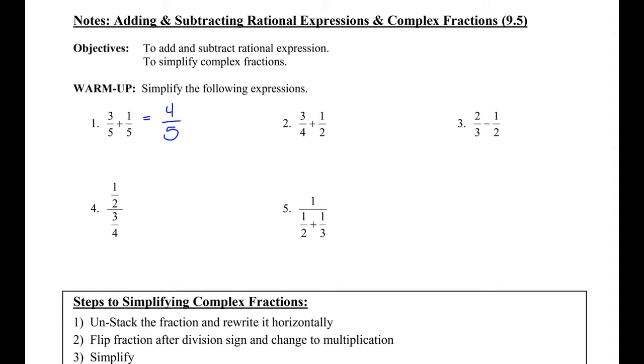So for number 2, I need to find a common denominator. Both denominators can be turned into 4, and that is achieved by multiplying the second fraction by 2 over 2. This will give me 3 over 4 plus 2 over 4, which will equal 5 over 4.